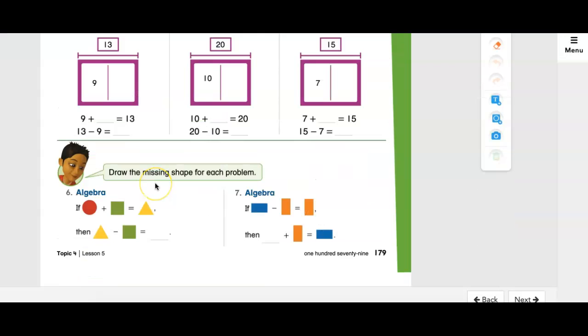For number 6 and number 7, we are completing a different skill than we have done before. In number 6 and 7, we are going to be looking at the pattern that these problems use. Notice how on numbers 6 and 7, they are using shapes instead of numbers. So let's look at number 6 together. It says, if circle plus square equals triangle, then triangle minus square equals what?